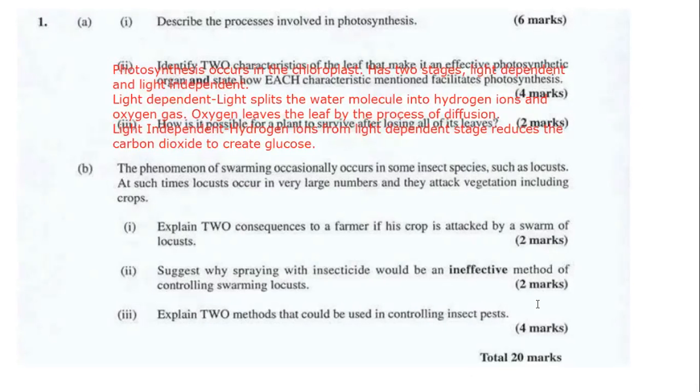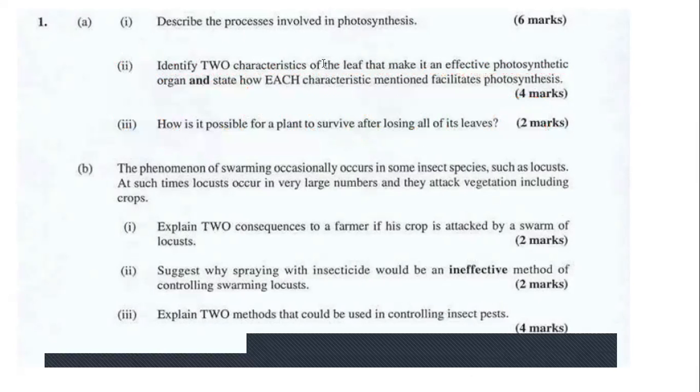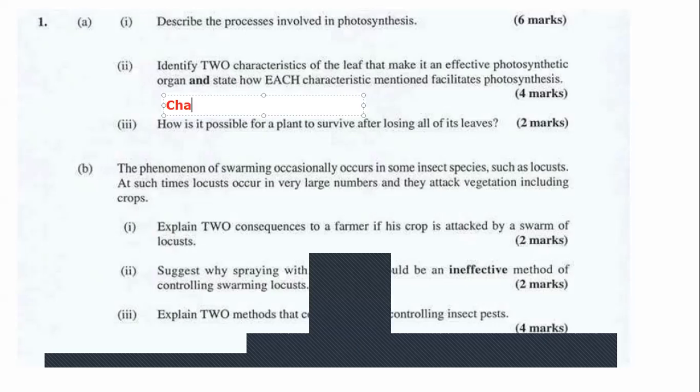All right, so let's tackle the next part. The second part says identify two characteristics of the leaf that make it an effective photosynthetic organ and state how each characteristic mentioned facilitates photosynthesis. It is broad and thin. This allows it to capture maximum sunlight and for carbon dioxide to diffuse through it easily.